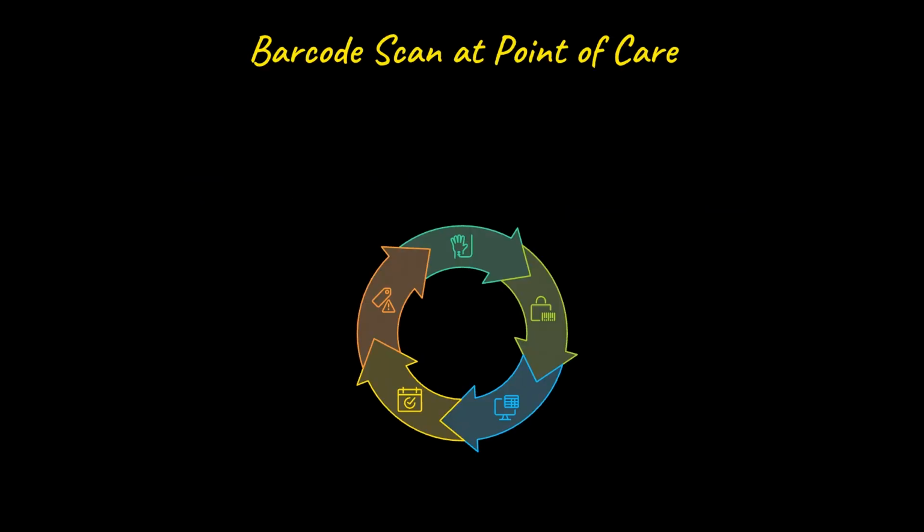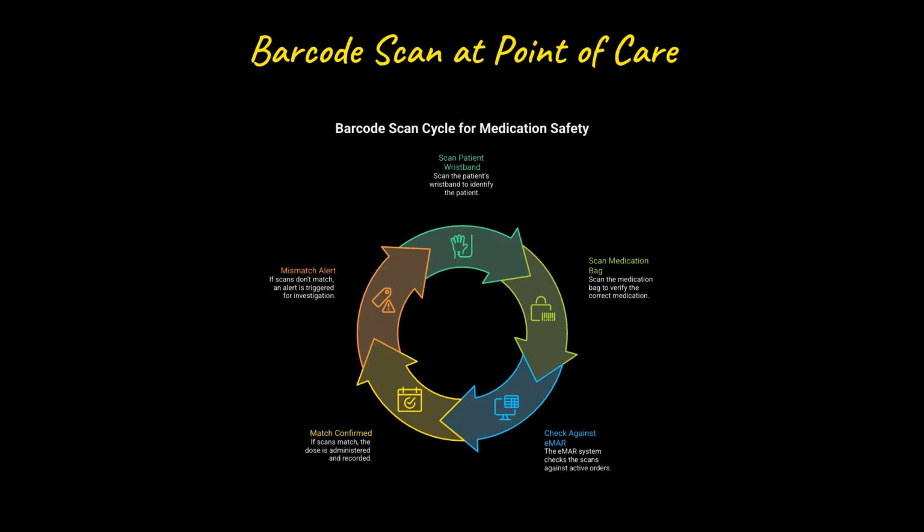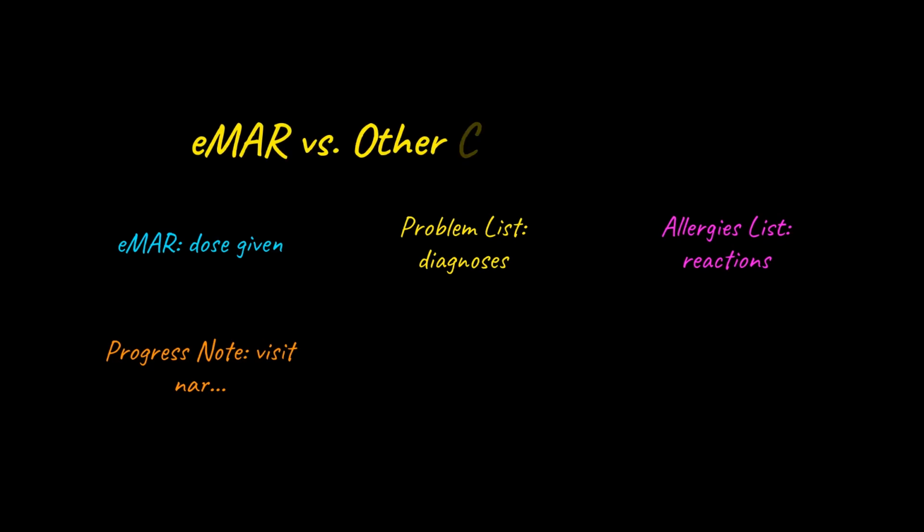At the point of care, the clinician scans the patient's wristband and the medication label. The EMA checks both against active orders and either confirms a match or fires an alert. This barcode workflow enforces the 5 rights: right patient, right drug, right dose, right route, and right time.